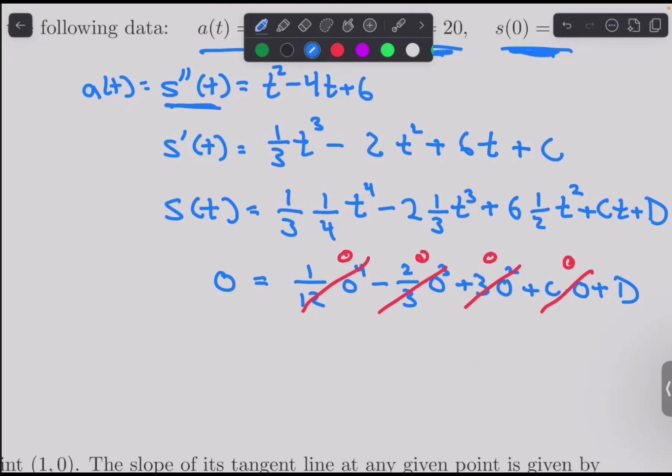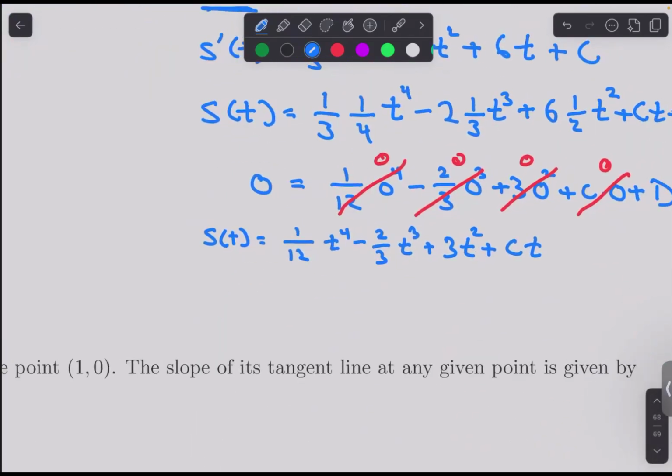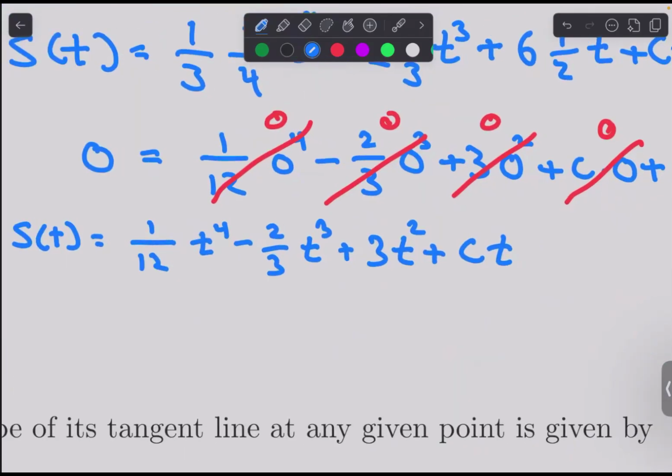All right. Well, that means as of right now, I know that I have my position being 1/12 t to the 4th minus 2/3 t cubed plus 3t squared plus ct, and d was equal to 0, so this is going to be plus 0. This is as much information as I have right now, but I also have one other piece of information: when I plug in 1, I ought to get out 20. And so let's go ahead and use that to hopefully solve for this unknown c.